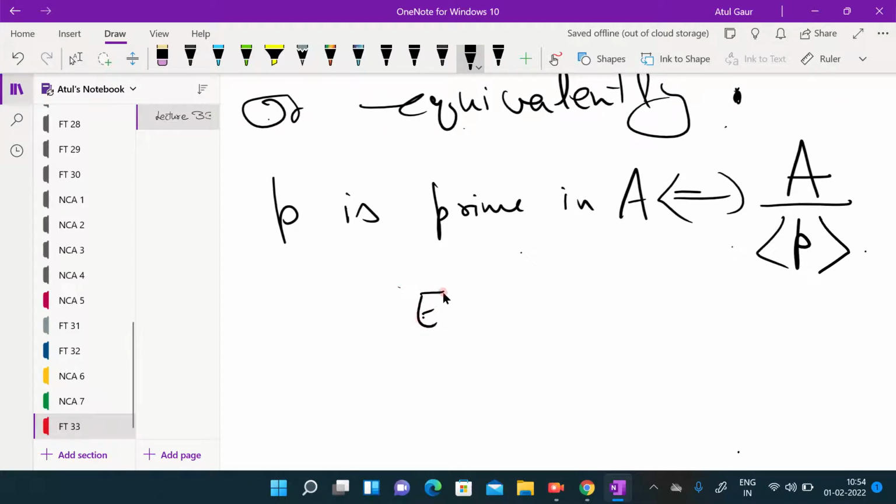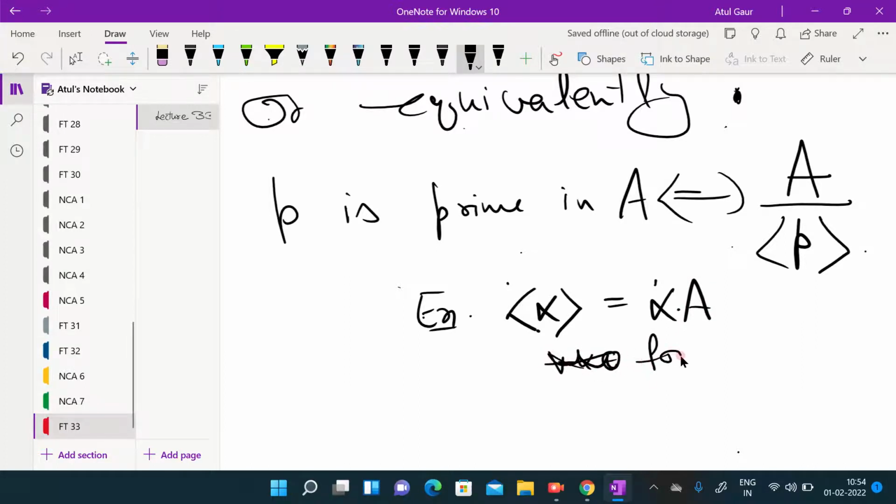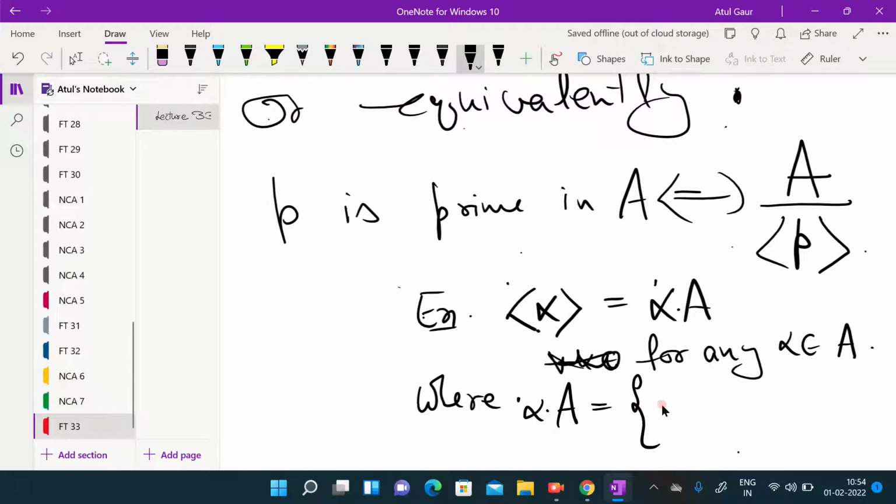So just for your convenience, you can verify that this ideal generated by P is in fact the ideal generated by any element, not necessarily P. Ideal generated by any element alpha is simply alpha dot A, for any element alpha in A, where by writing alpha dot A we mean the subset of A containing elements of the form alpha dot A for all A in A.